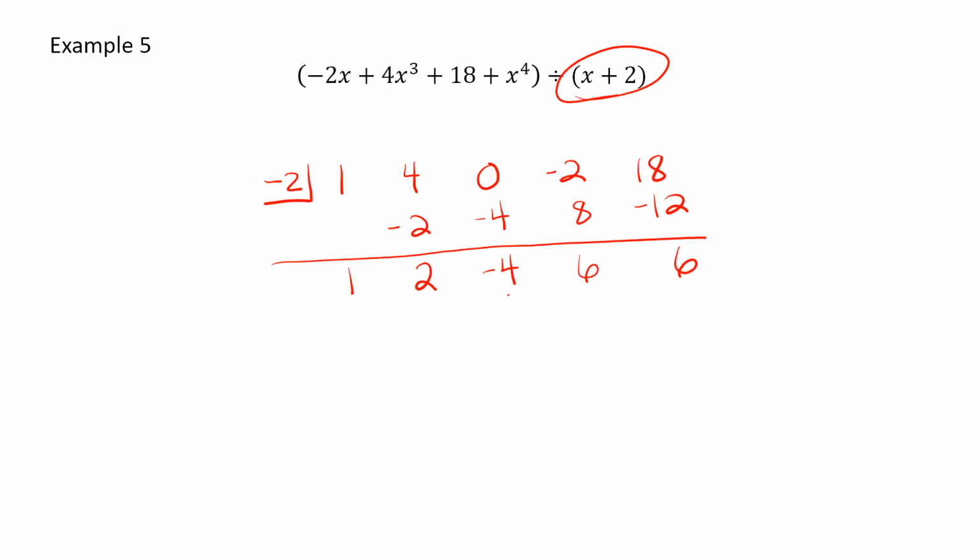So this means that our quotient is going to be 1 less. The x power will be 1 less than the original dividend. So it's going to be x cubed. So 1x cubed plus 2x squared minus 4x plus 6 plus the remainder, which is 6 over x plus 2.